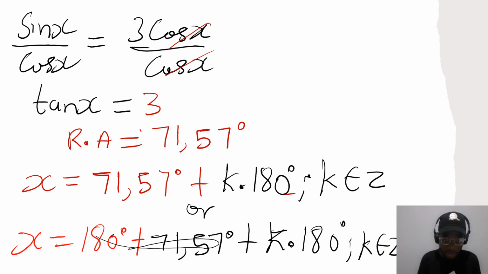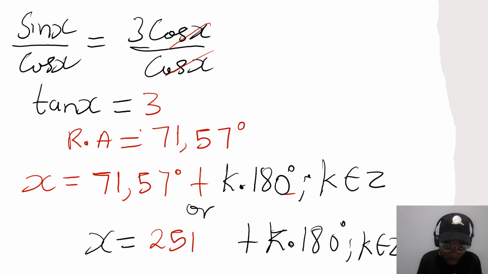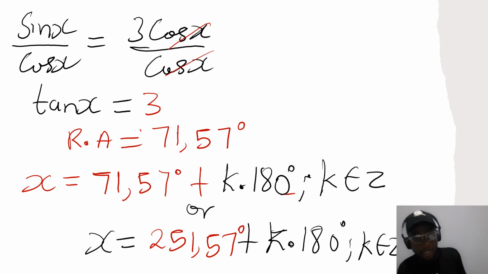So I can simply write my final answer there. Okay, we all understand where 251 came from. It's 180 plus 71.57. So our x will be equal to 251.57 degrees plus k multiplied by 180 degrees, k an element of all the integers. Then we are done with this problem.